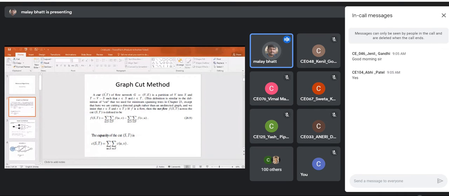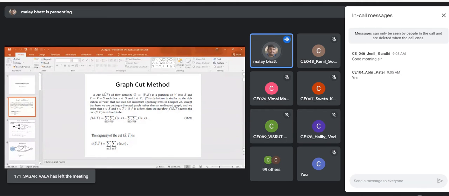To find the flow in the network, it is known as a graph cut technique. So we'll cut the graph that has a source node and a terminal node of the flow network G = (V, E), where V is the set of nodes and E is the set of edges.